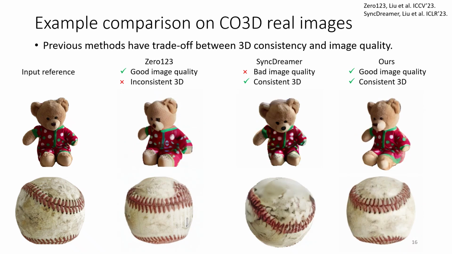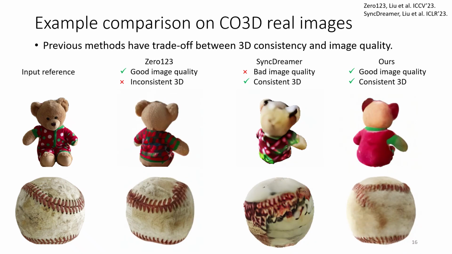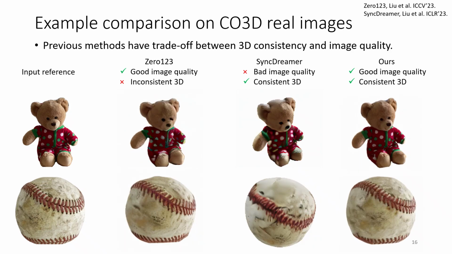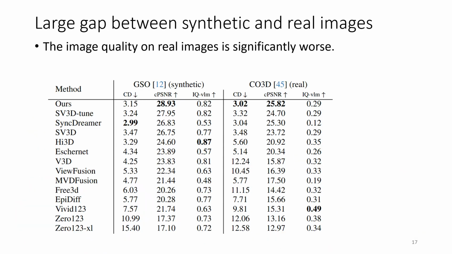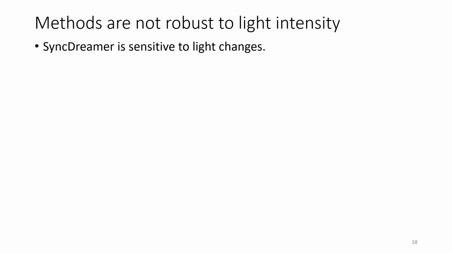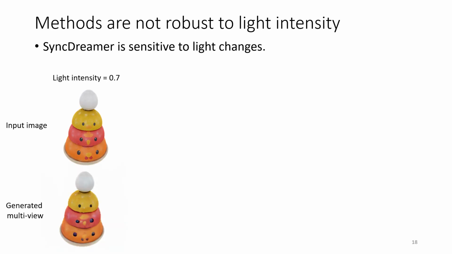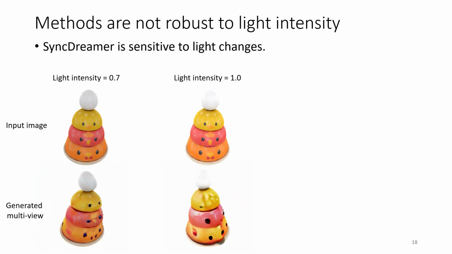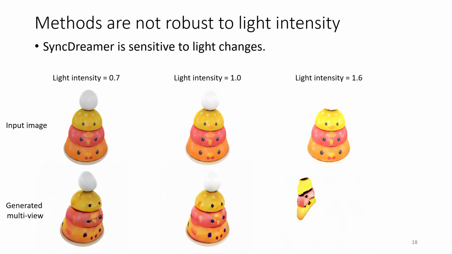Another observation is that all methods now produce lower image quality results. This leads to another finding that there is a large gap between synthetic and real images, especially in image quality. Another discovery is that some methods are not robust to input perturbation, such as light intensity as shown in this example. The output varies a lot given small changes from input. Please see our paper for more analysis.